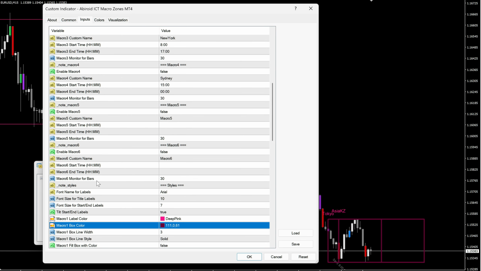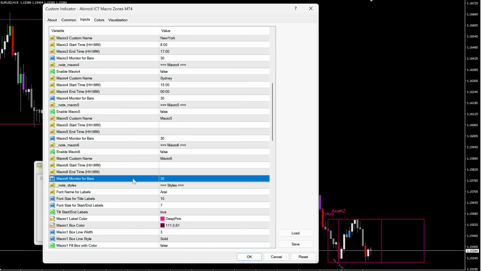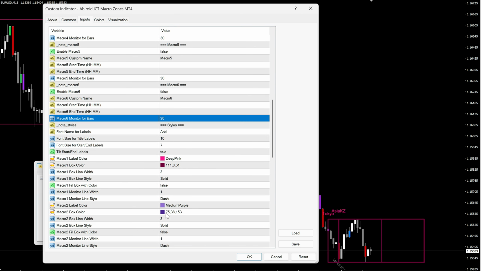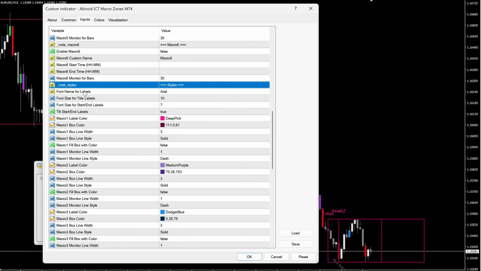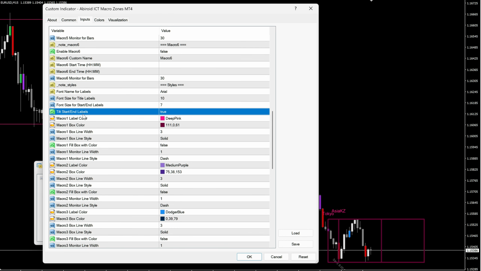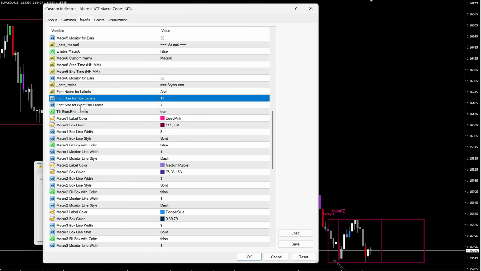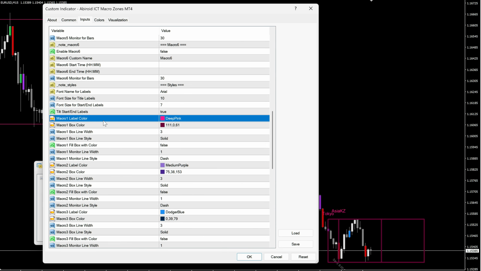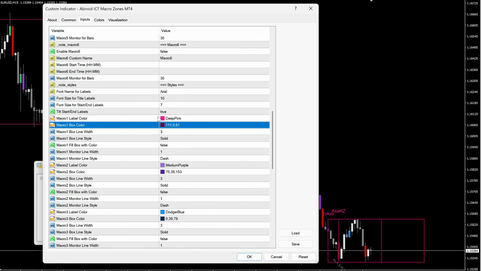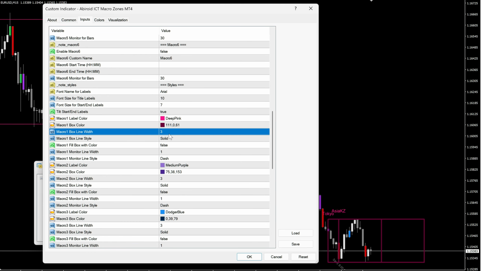So you can set all the things in iCustom till here, and everything else, all the styles and the line width, the colors, everything, that's not going to be important. Now these are the common values, like the font for the labels, the title, font size for the start and end labels. And right here, these will be macro specific. So if you want the label color slightly lighter and the box color darker, you can change these, and you can also change the box width.